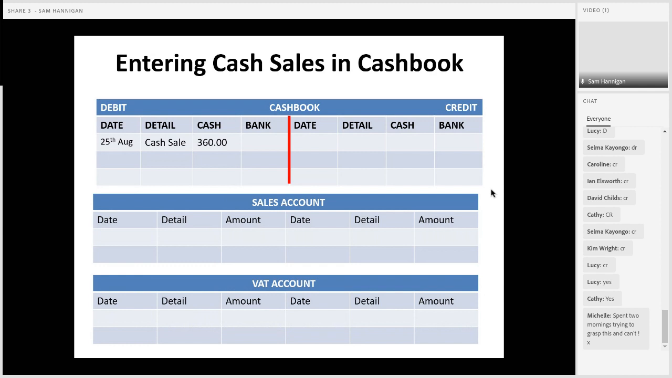So what we've got is a cash book. All I'm interested in is what's happening on this side of the cash book at the minute. So we're just looking at the sales side. What it says in here is that on the 25th of August, we've made a cash sale of £360. We're going to assume that the business is registered for VAT.